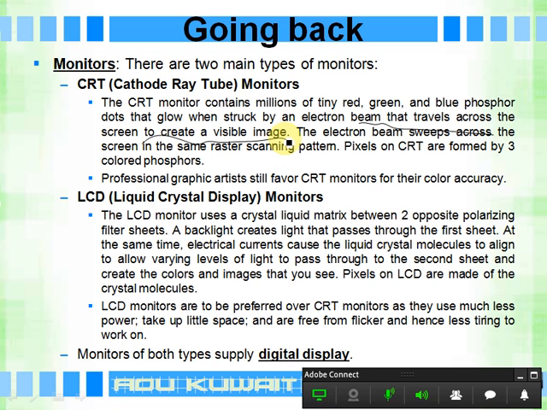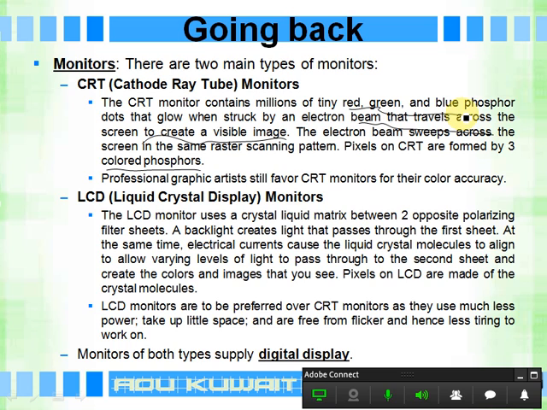So when it hits, the electron beam travels across the screen to create the visible image. The electron beam sweeps across the screen. It means it goes across the screen in the same scanning pattern, the raster scanning pattern. Pixels on a CRT are formed by 3 colored phosphorus, that is red, green and blue. Okay. Professional graphics still favor the CRT monitors for their color accuracy.